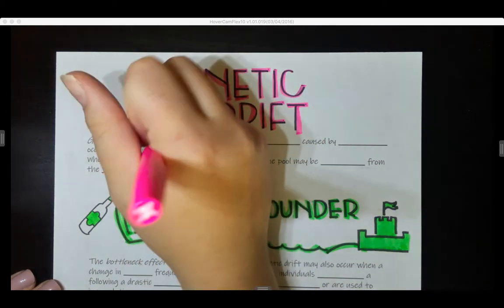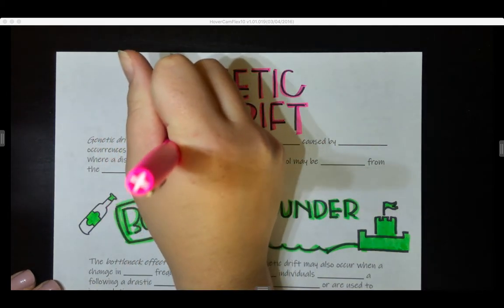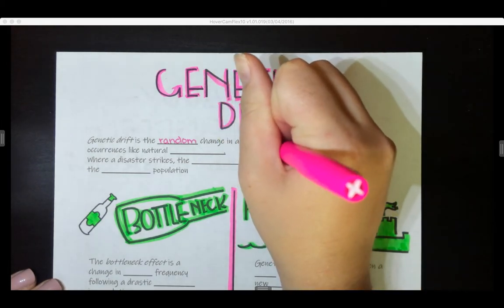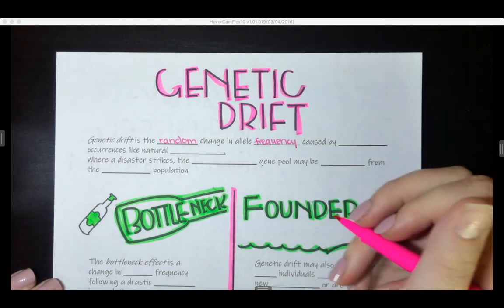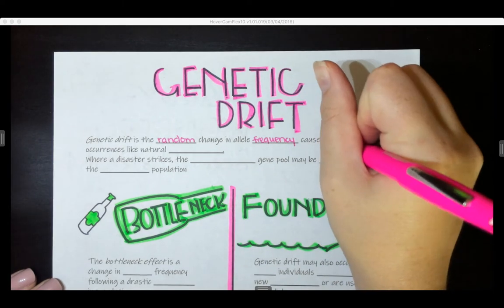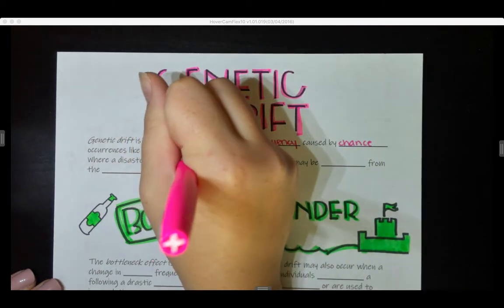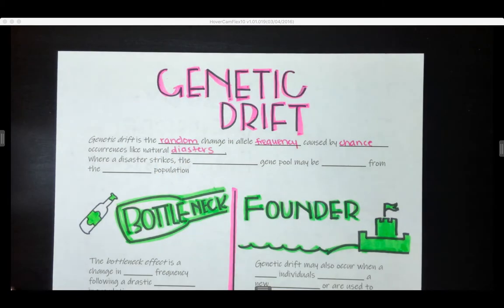So first thing that we need to do is define genetic drift. And genetic drift is the random change in allele frequency caused by chance occurrences like natural disasters. So think of things like tornadoes, wildfires, volcanoes, those type of things that occur naturally in our environments. Those can cause a change in the allele frequency in a population.